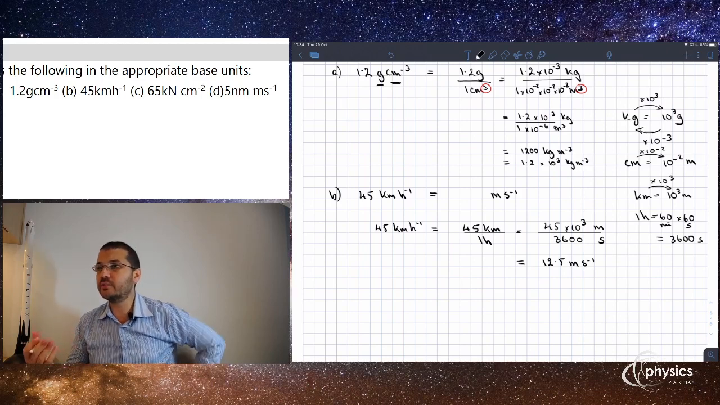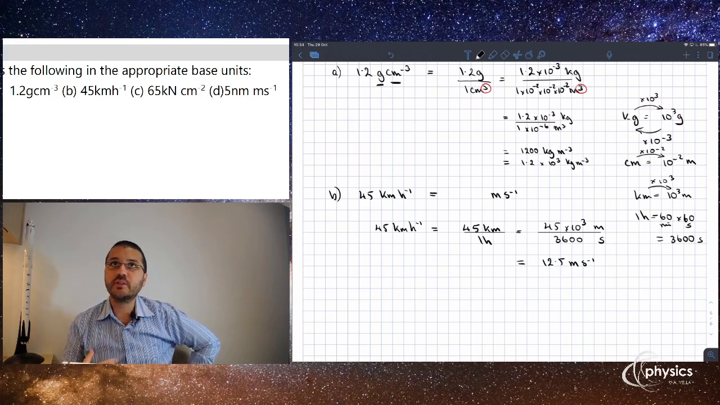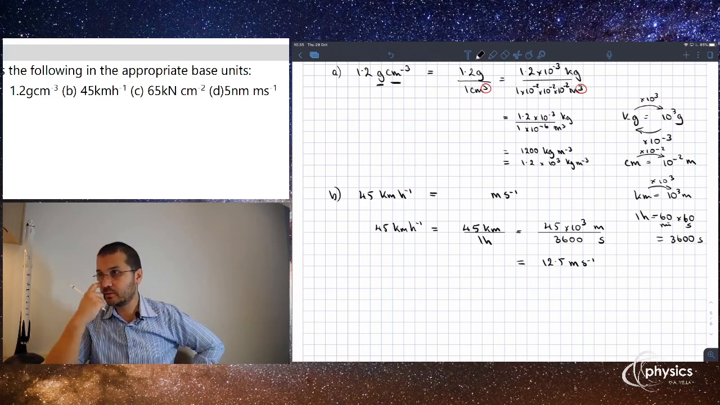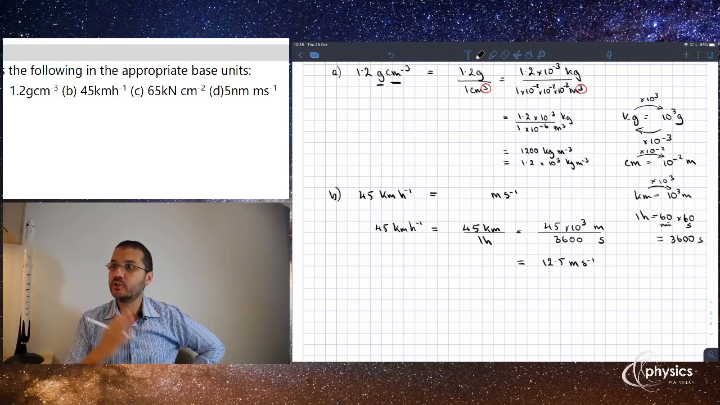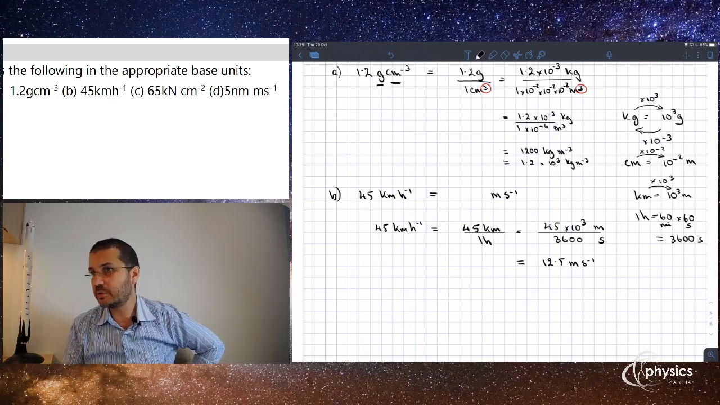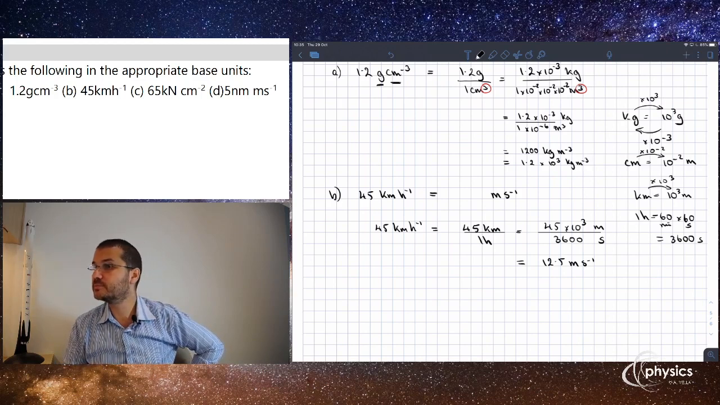Now, using this method, because you can be presented with a speed having any type of unit. For example, you can have millimeters per second, or you can have kilometers per second. There are many different types of units that we can use for speed. Using this method, you can always convert back to meters per second. All right? Any questions? Everyone all right? Okay.